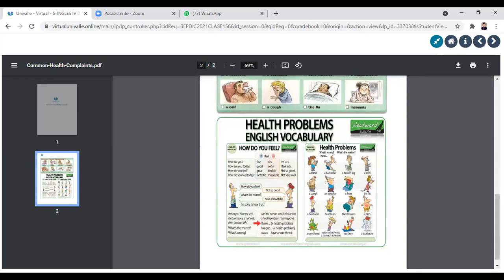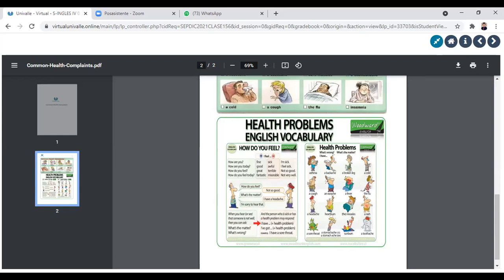And here we have some expressions when asking someone how are you? I am fine, sick. How are you today? Good, awful, I feel sick. How do you feel? Great, terrible, not so good. How do you feel today? Fantastic, miserable, not very well. How do you feel? Not so good. What's the matter? I have a headache. I'm sorry to hear that.